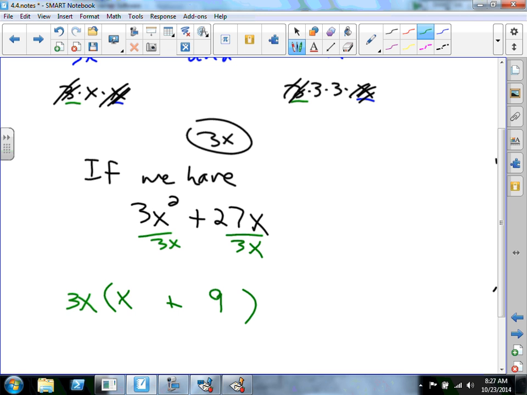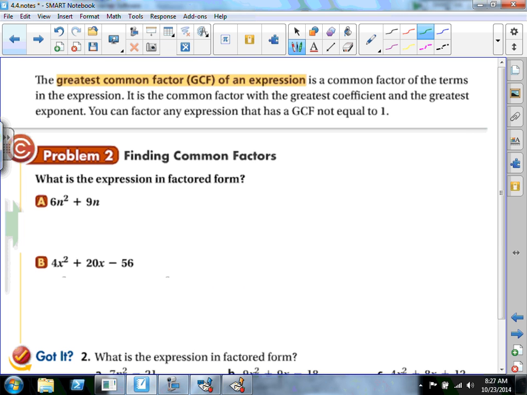Okay. So some of the ones that we're going to look at here are going to be just like that. So let's get right to it. On this first example, I'm going to change the ends to x's. I've got 6x squared plus 9x. What's my GCF that I could factor out?